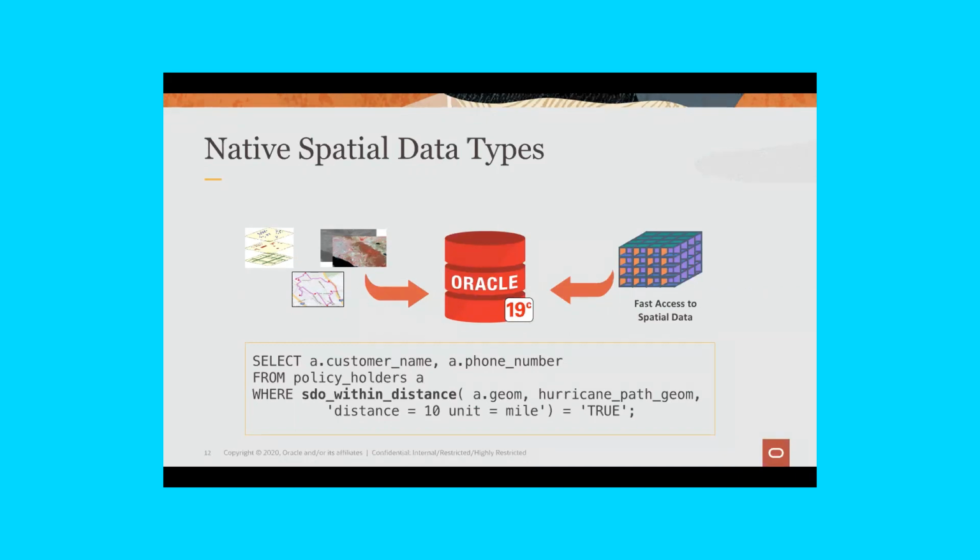Then you can just do a simple SQL query in the database. In this example, the query is called a within distance query that lets you identify all of the customers who are within a radius of 10 miles from the hurricane path. It's a simple query like that. You can do more complex queries, but the main point is you can just write SQL to do spatial analytics like this.